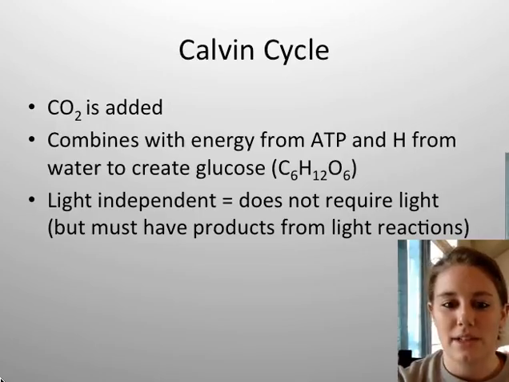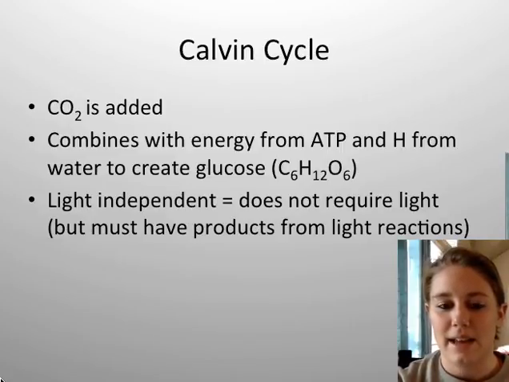The second reaction is the Calvin cycle, or sometimes referred to as light independent reaction because it does not require light. This is where carbon dioxide is added and it combines with energy from ATP and the hydrogen from water to create glucose, or that sugar.